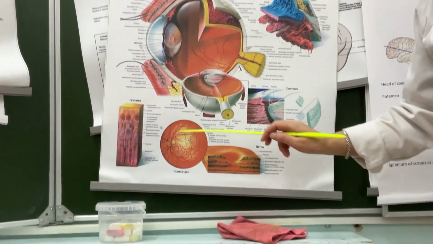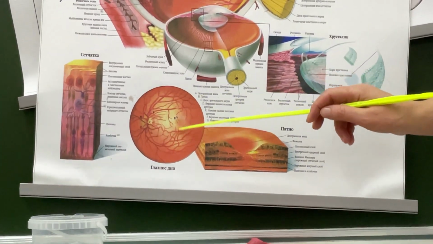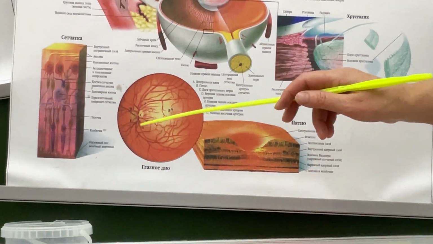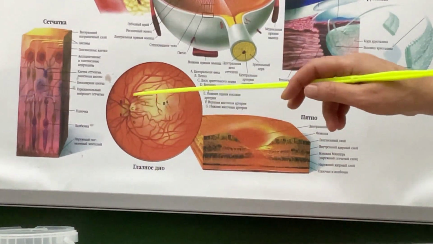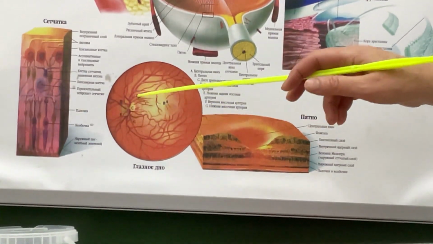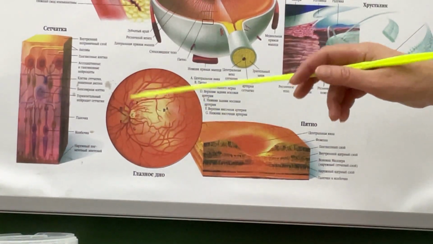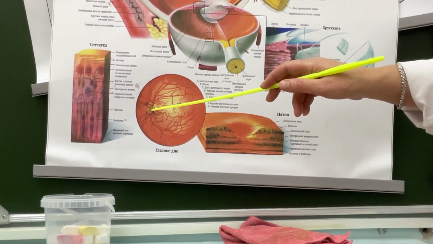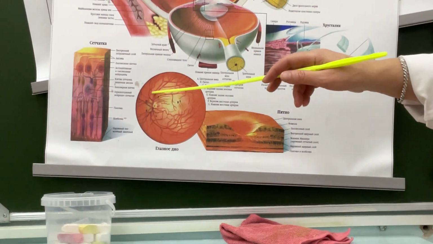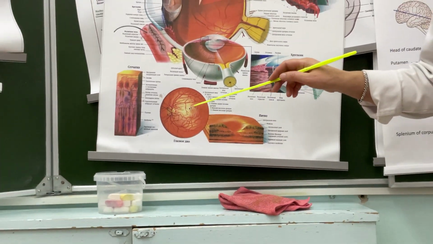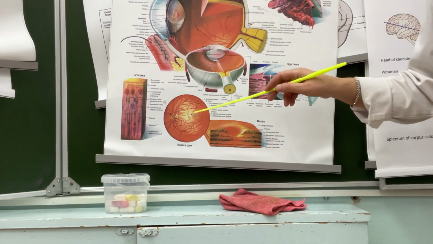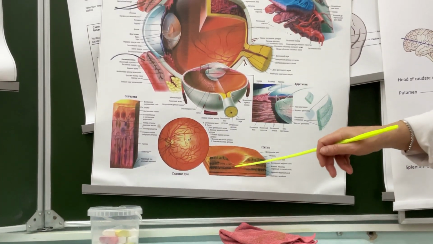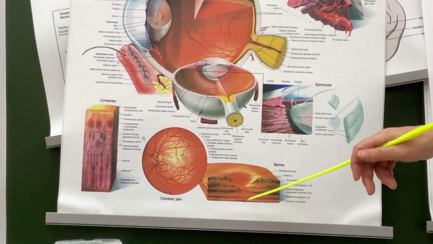So here you can see the posterior wall of the eyeball. This is the optic disc, the disc of the optic nerve, and from this place we see a lot of arteries coming out, and veins also. Arteries are just seen better, and these are branches of the central retinal artery. Lateral to the posterior pole we have the macula, and in the middle of the macula there will be the fovea centralis.